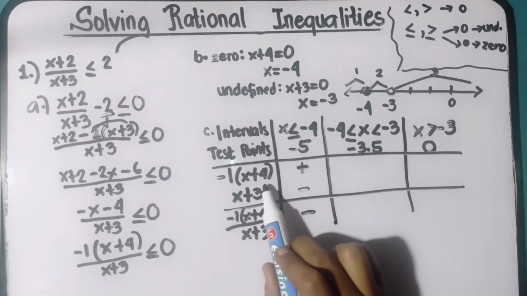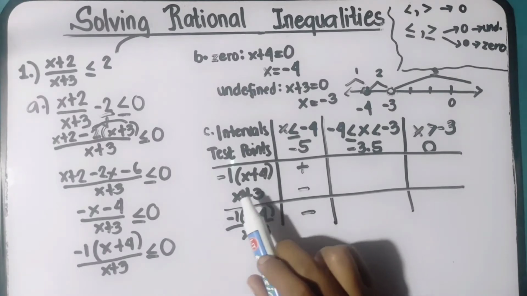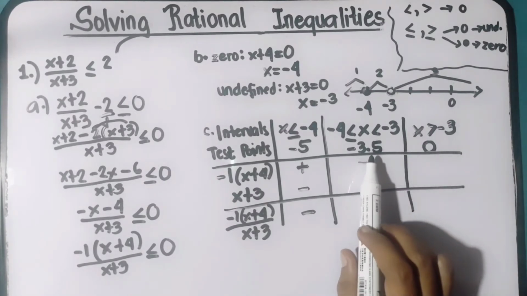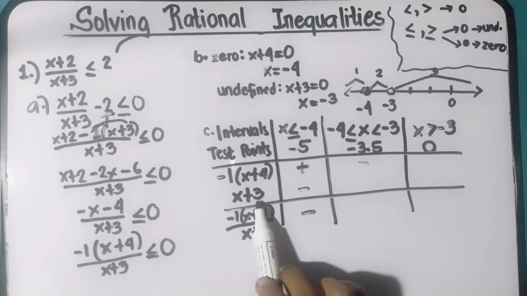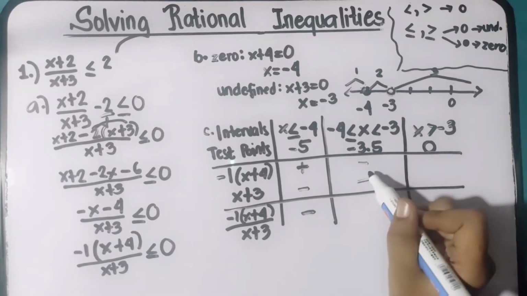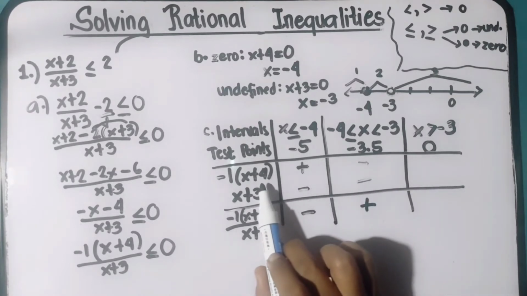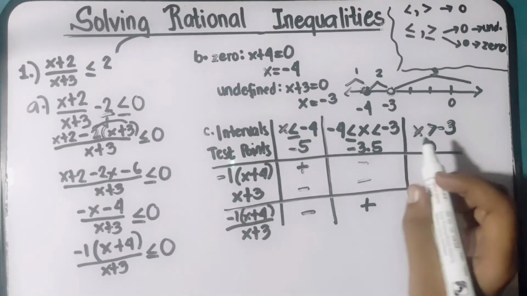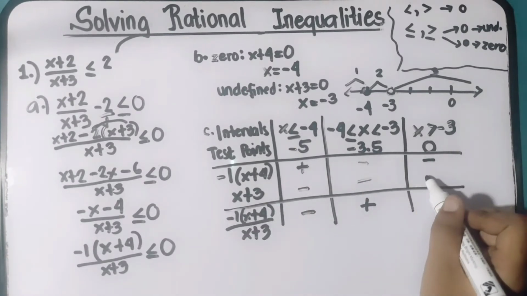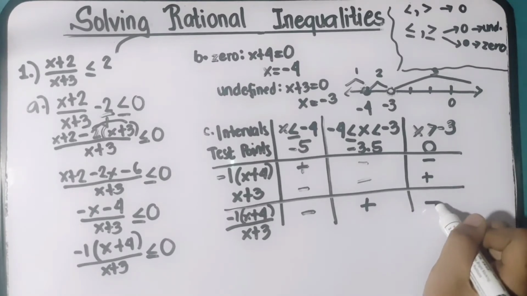-3.5 plus 4 is positive 0.5. 0.5 times -1 is -0.5. -3.5 plus 3 is -0.5. Negative divided by negative is positive. 0 plus 4 is +4 times -1, -4. 0 plus 3 is +3. Negative divided by positive is negative.